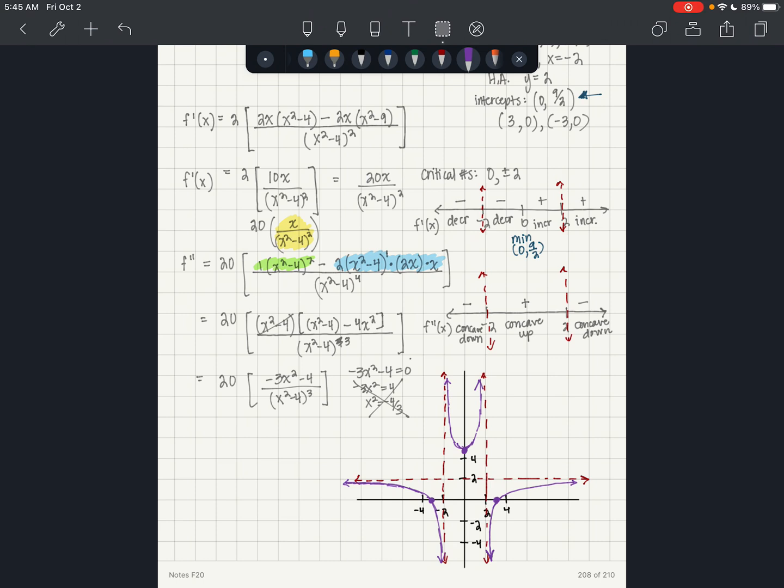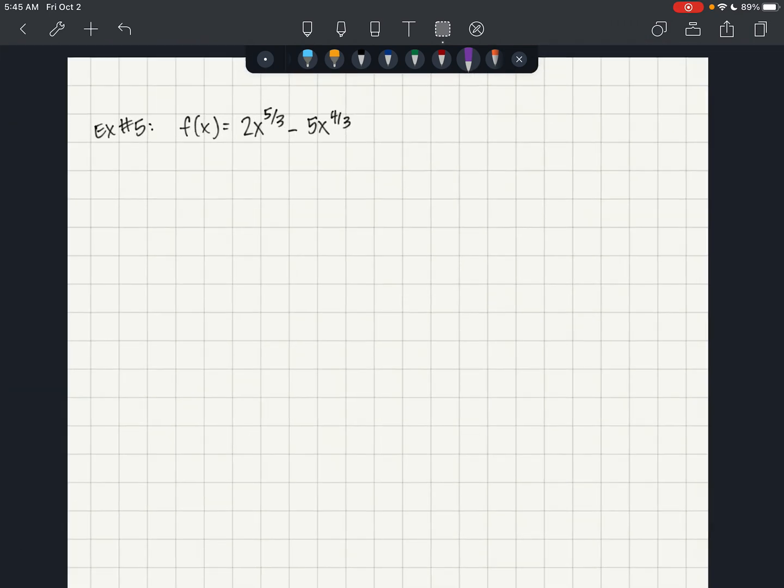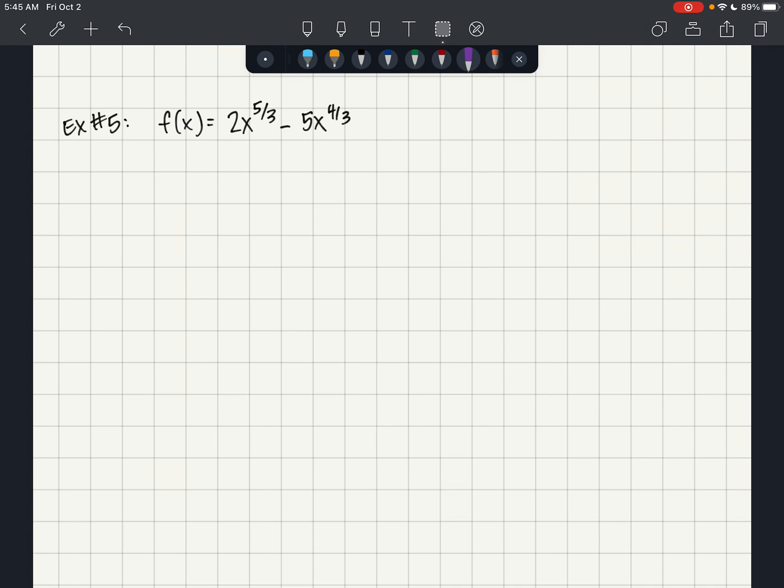It's a lot of work in calculus, but you can see the end result, and that's what calculus is all about. Just lots of hard work and perseverance, for sure. Okay, in the next video, we're going to graph this function right here.